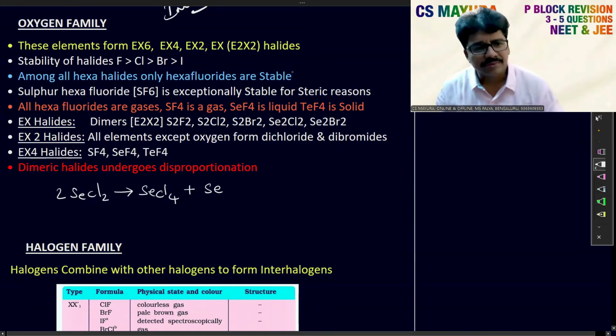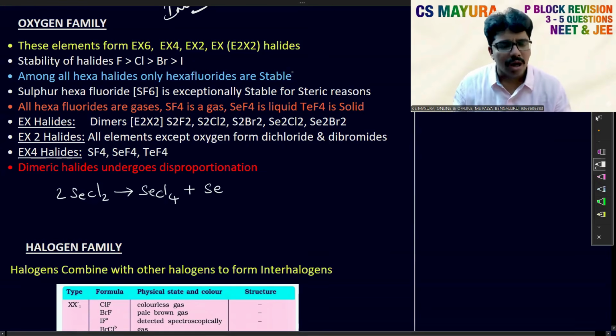Oxygen family. So, how do they react with halogens and what are the compounds? These chalcogens, or oxygen family members, give EX6, EX4, EX2, and EX type halides. Hexahalides, tetrahalides, dihalides and monohalides are formed. Hexahalides, EX6, have octahedral geometry.